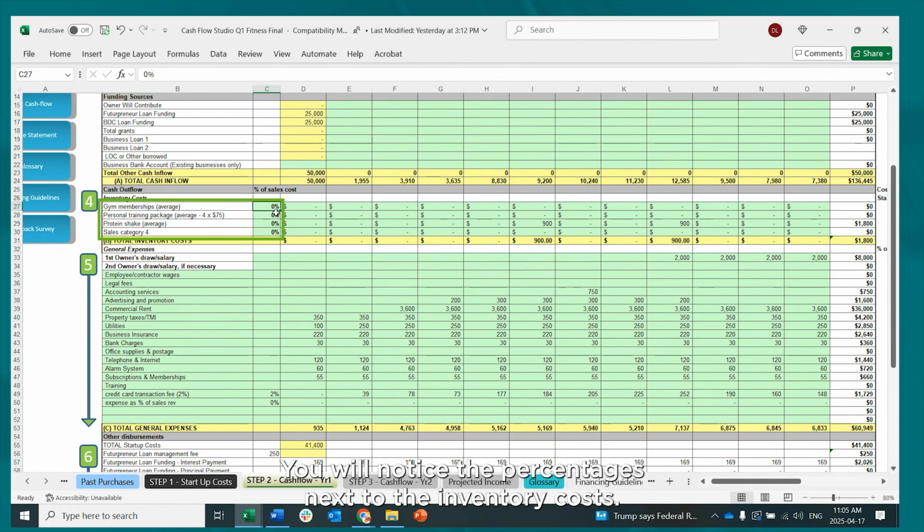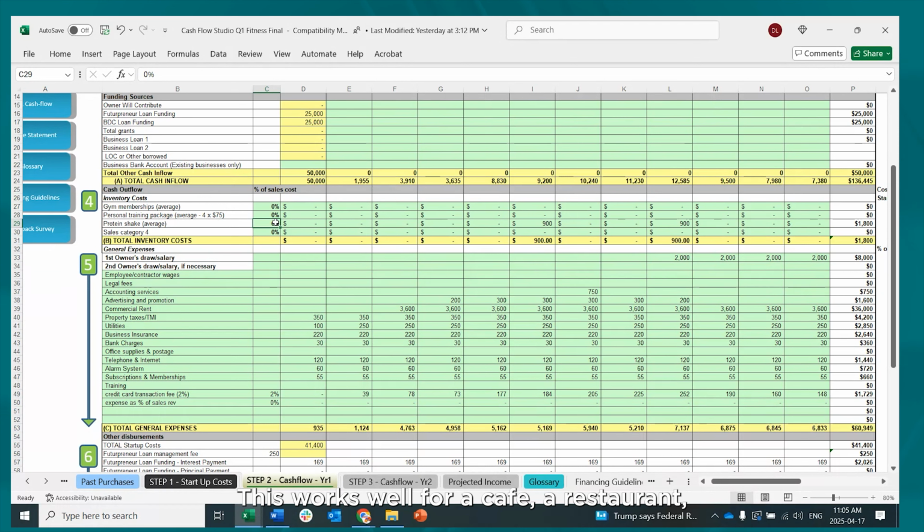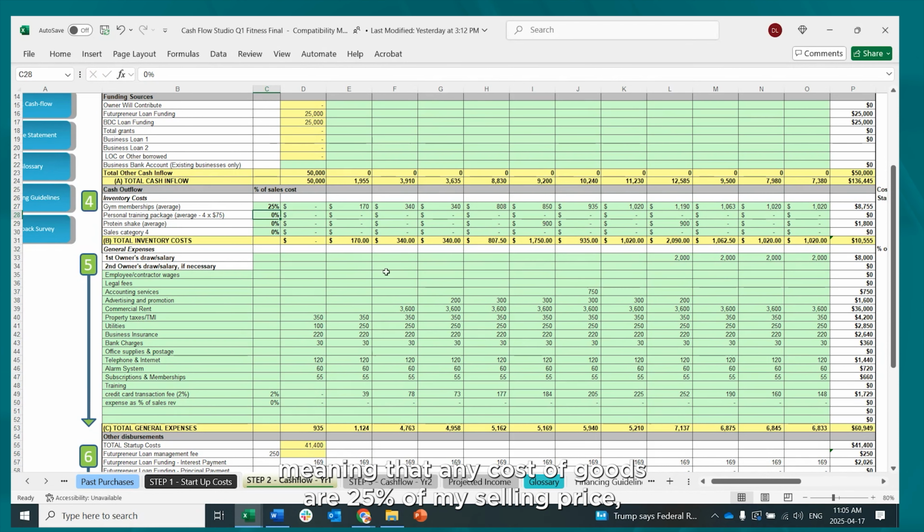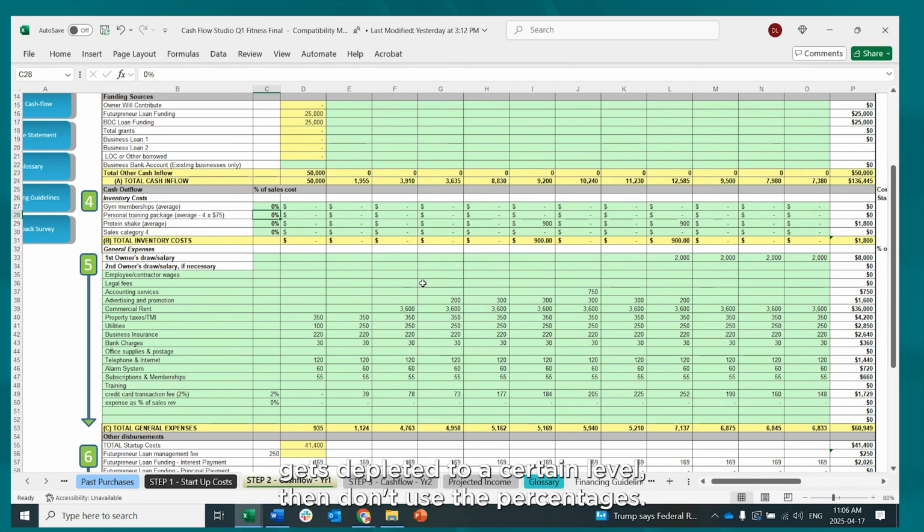You will notice the percentages next to the inventory costs. Only use these percentages if and only if you are actually buying items on a daily or weekly basis. This works well for a cafe, a restaurant, or a retail store that buys inventory regularly. If, for example, I put 25% here, meaning that any cost of goods are 25% of my selling price, this will tell the reader I'm reordering within that month when I make a sale. However, if you buy inventory when your inventory gets depleted to a certain level, then don't use the percentages. Just input 0% and manually write in the number.